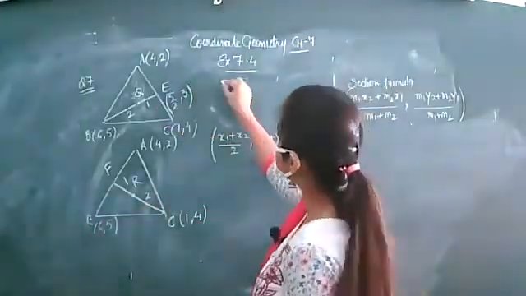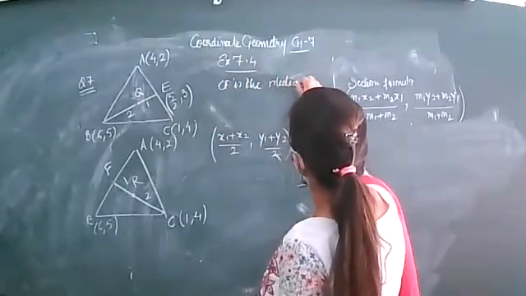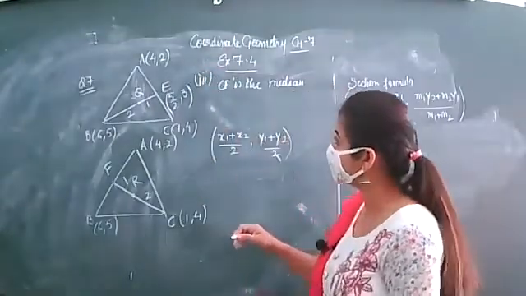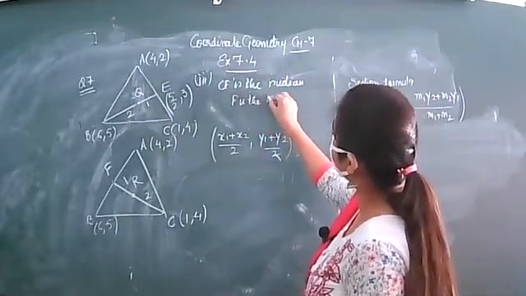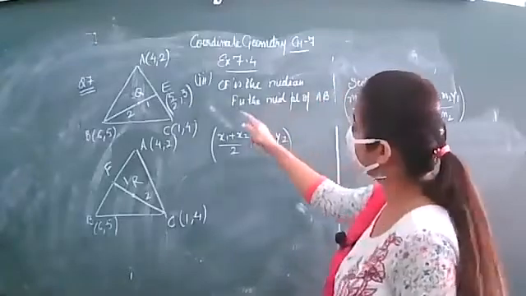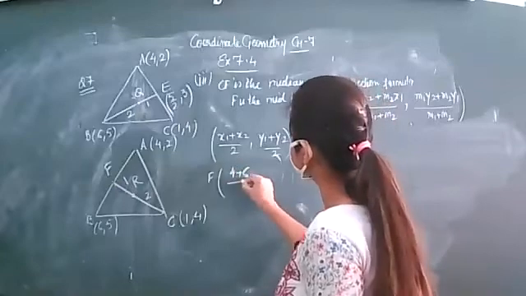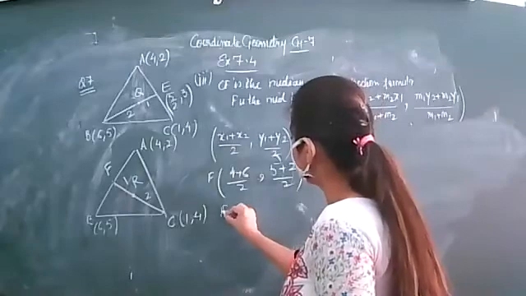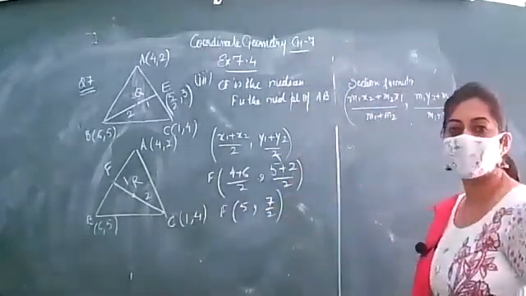You will see that CF is the median. This is again the third part. Still the third part is continuing. CF is the median. F is the midpoint of AB. So let's find the coordinate of F by using the same formula: (4 plus 6) by 2 and (5 plus 2) by 2. That will give you (5, 7 by 2). So I've got the coordinate of F.